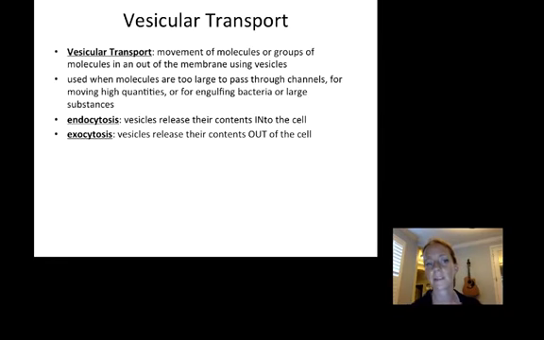Vesicular transport is a special type of active transport that is quite complex, but we're going to simplify it here and talk about it at its very basic level. So vesicular transport is the movement of molecules or groups of molecules in and out of the membrane using vesicles. This is often when you want to bring in a large amount of molecules or a certain type of molecule in a very concentrated form. So it's used when molecules are too large to pass through the channels, moving high quantities, or we can also use it for engulfing large substances. There are two types, endocytosis and exocytosis.